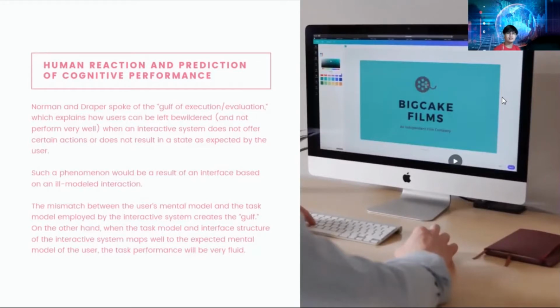So it's very necessary, guys, that when you create a system, it should be modeled properly. The task must be defined properly and planned out very well. The mismatch between the user's mental model and the task model employed by the interactive system creates the gap. On the other hand, when the task model and interface structure of the interactive system map well to the expected mental model of the user, the task performance will be very fluid.